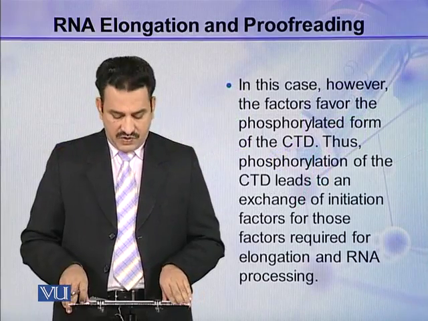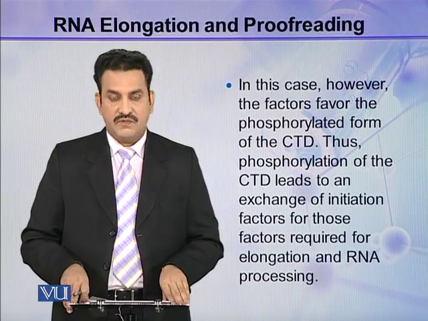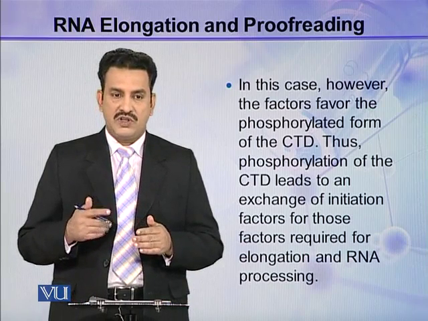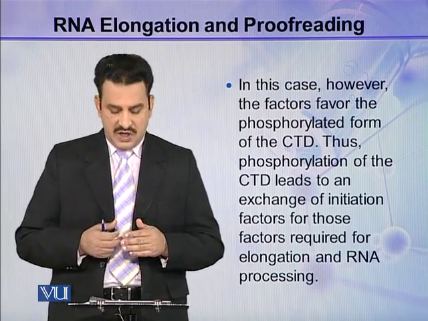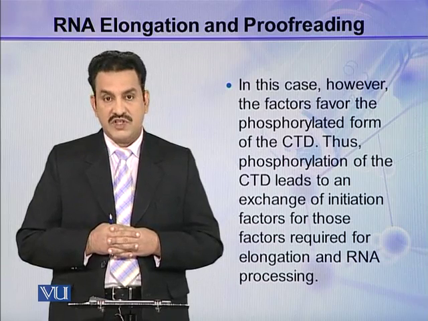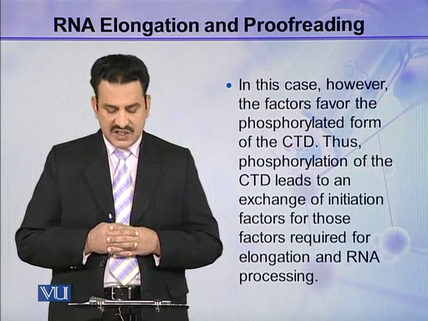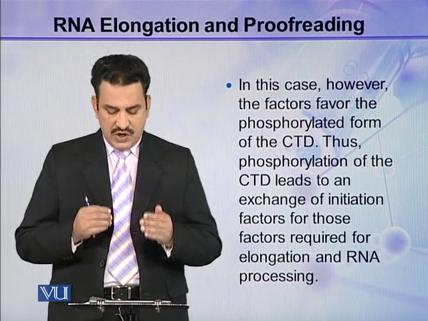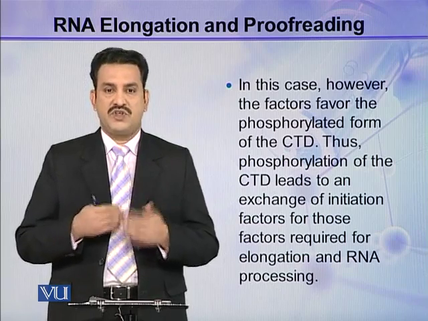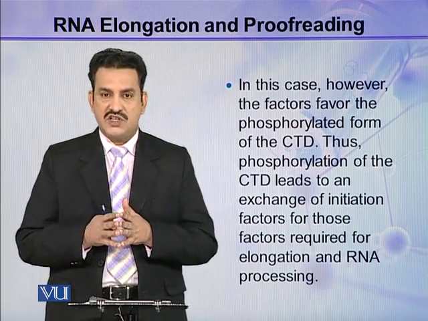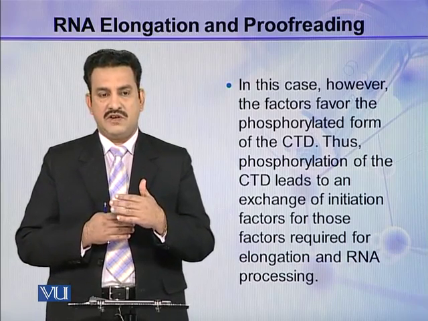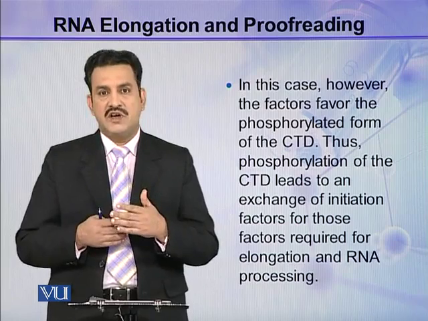In this case, however, the factors favor the phosphorylated form of the CTD. So before these factors are to be recruited, the CTD should be phosphorylated. Thus, phosphorylation of the CTD leads to an exchange of initiation factors for those factors required for elongation and RNA processing. So once the CTD tail is phosphorylated, it results in the replacement of these factors.